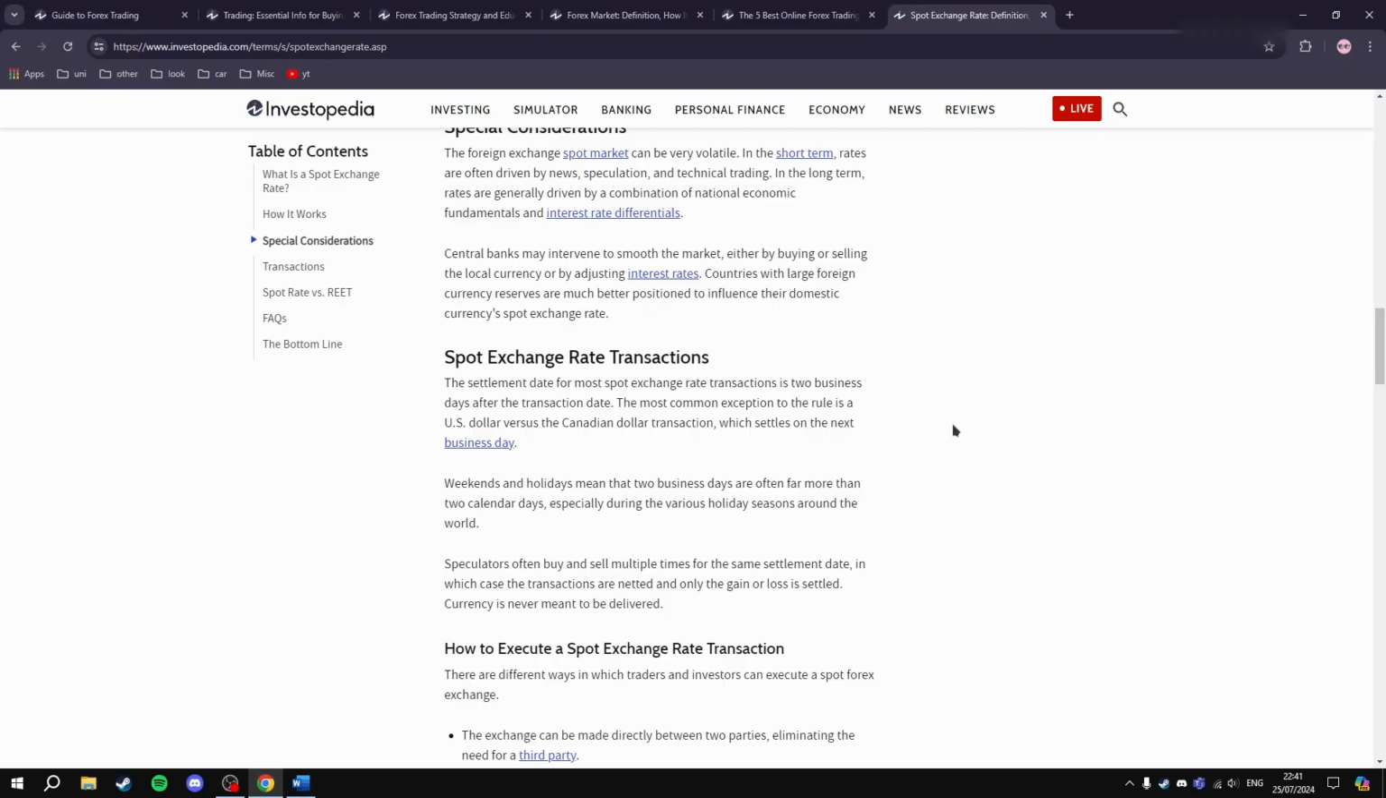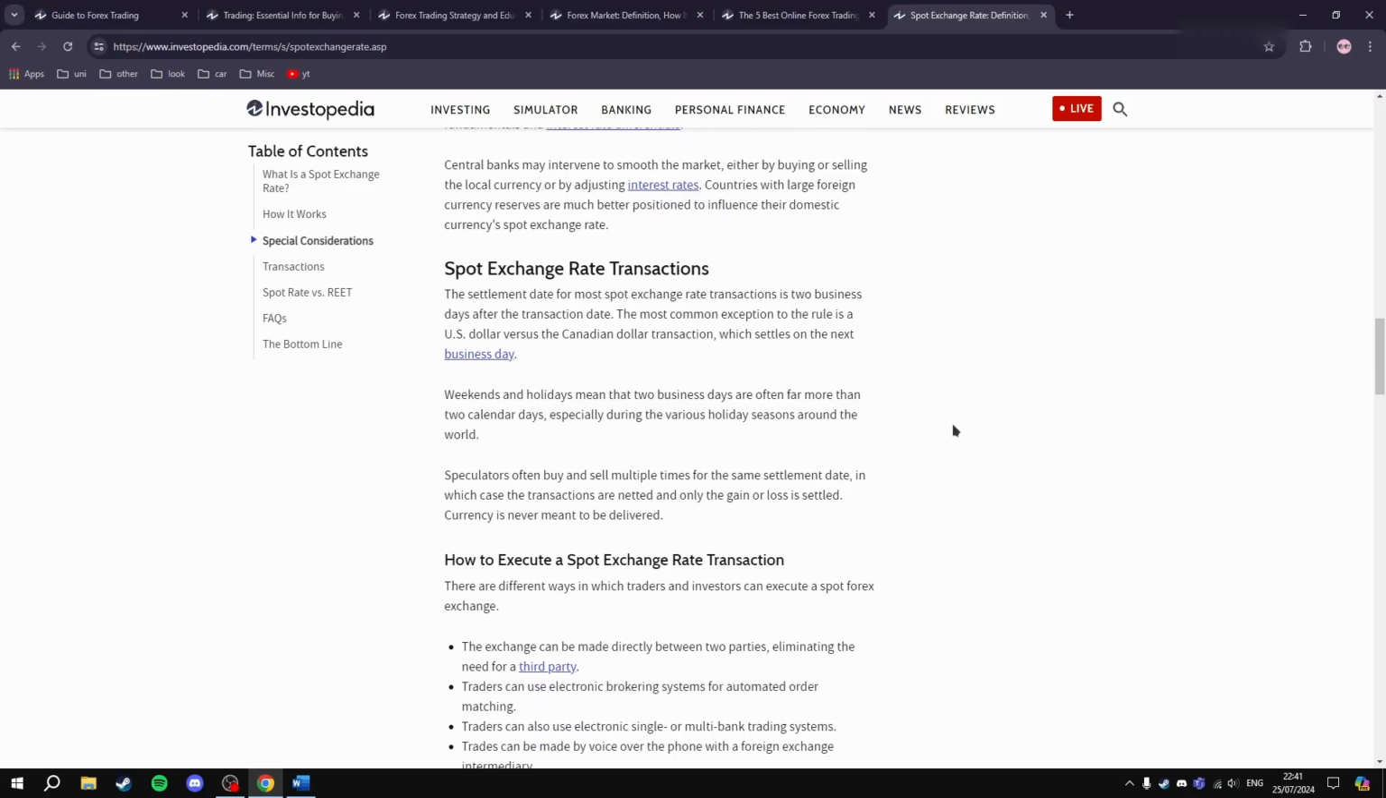Central banks may intervene to smooth the market, either by buying or selling the local currency or by adjusting interest rates. Countries with large foreign currency reserves are much better positioned to influence their domestic currency's spot exchange rate.